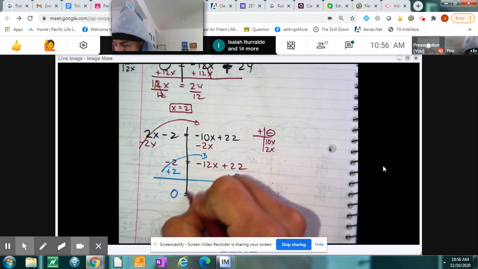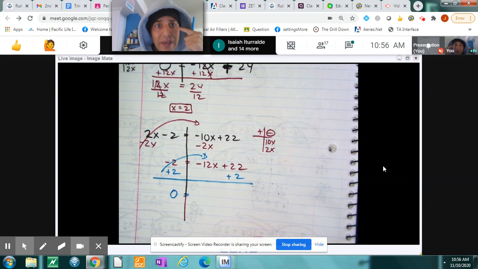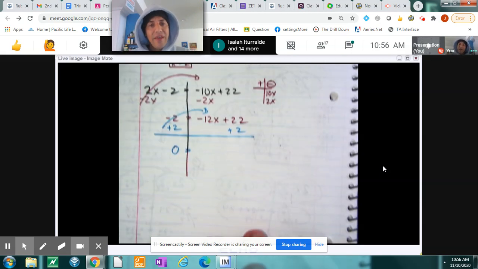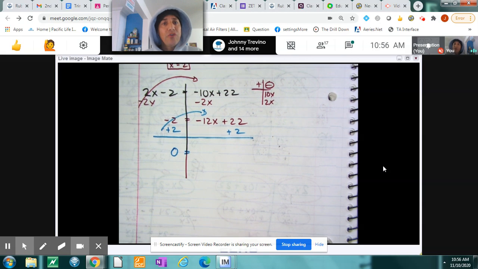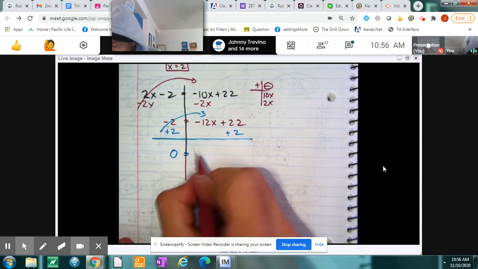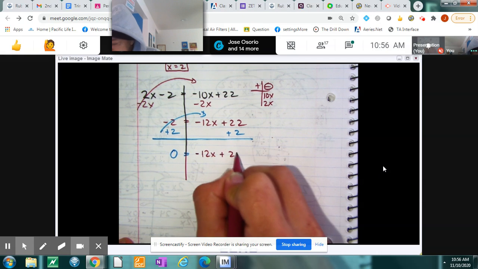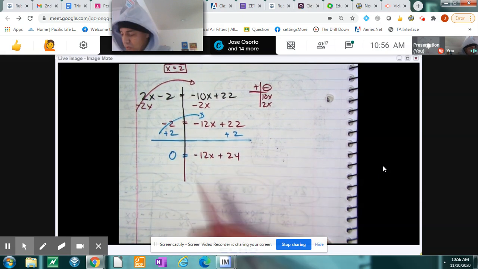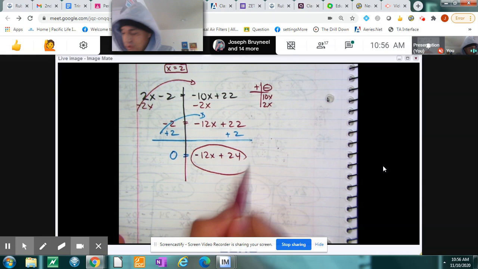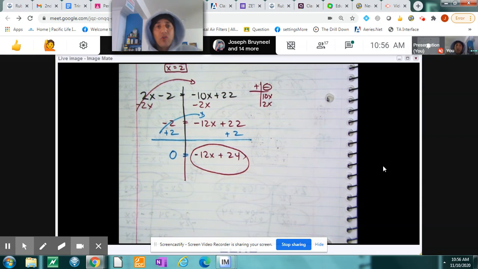A lot of kids do it, but I want to at least let you guys see it so you're like, oh, okay, if I ever do that, I got to do 0. Okay. So then I have negative 12x plus 24, right? So now, what do you want to get rid of? Throw to the other side. The negative 12x or the 24.